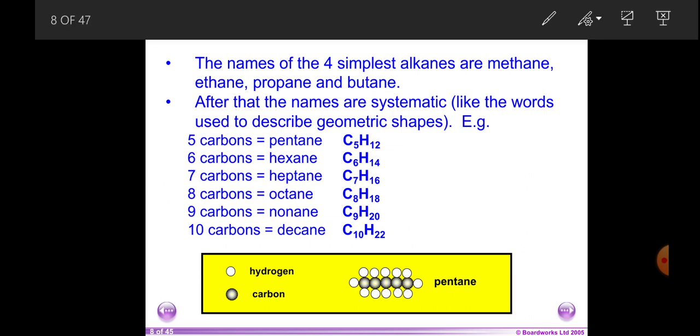Those that have 5 carbons will be called pentane. 6 will be hexane. Notice that all these words are derived from their Greek names. Pentane is like pentagon, 6 hexagon, 7 heptane, heptagon, etc, etc, etc.